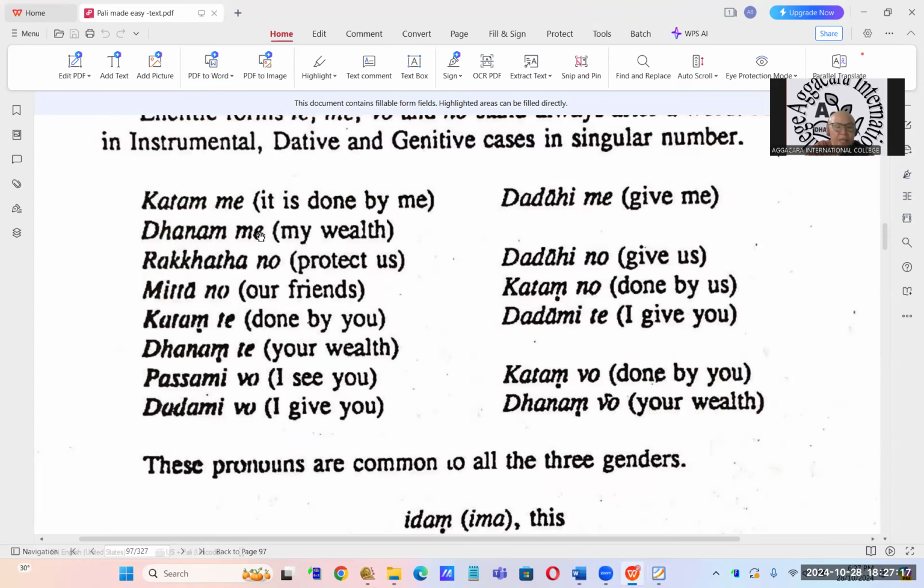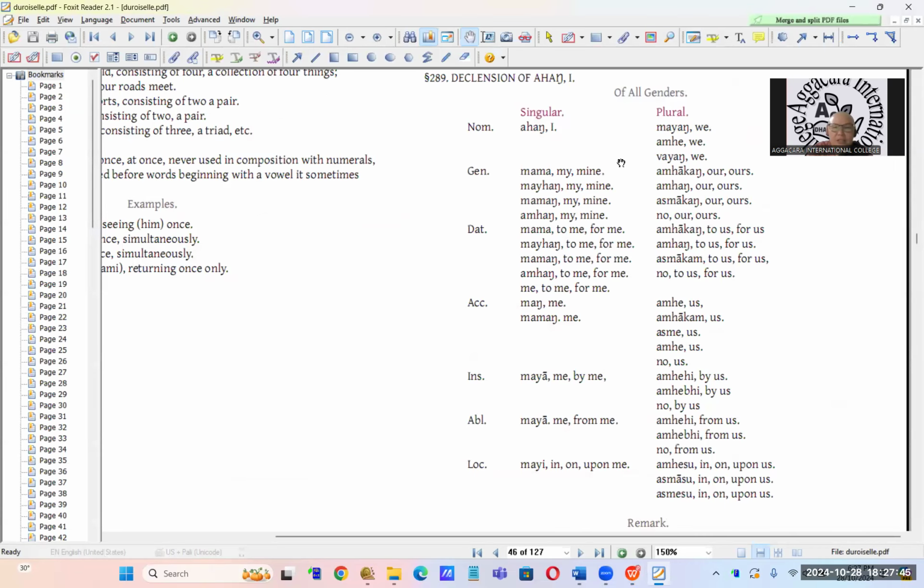Now, danam me, all right, my wealth. So it's a genitive here. Rakkhata no, protect us. So this one should be what? What do you think? Vira, what do you think? Protect us. What case can it be? A genitive, you got genitive, is it? Okay, so let us see just now.